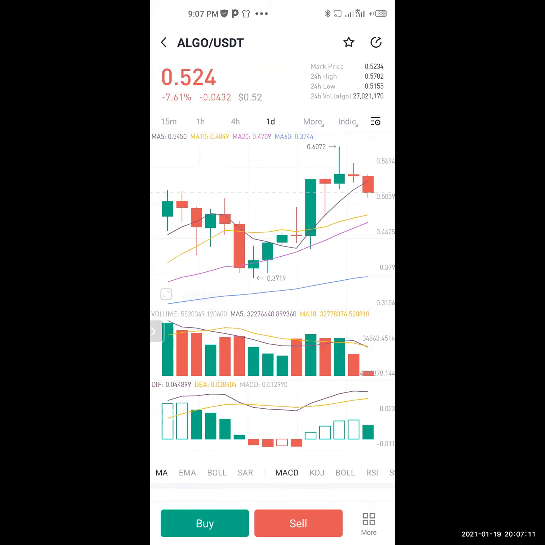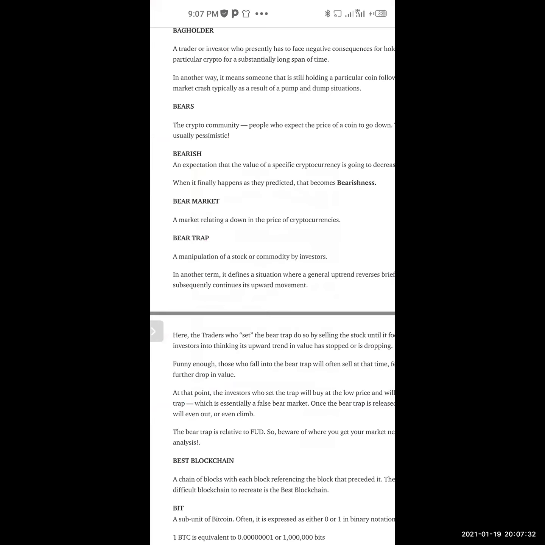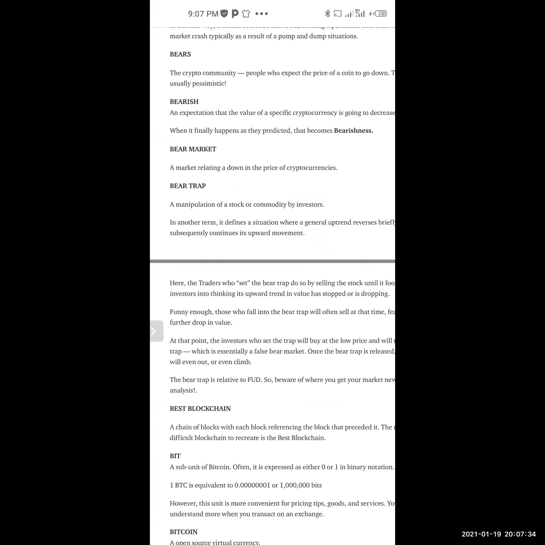So this is our gold. These red candles represent bearish candles. Green candles represent bullish candles. So these two animals, you hear a lot about them in crypto. Whenever you hear bearish, you know that the market is going downwards. Whenever you hear bullish, you know the market is going upwards.